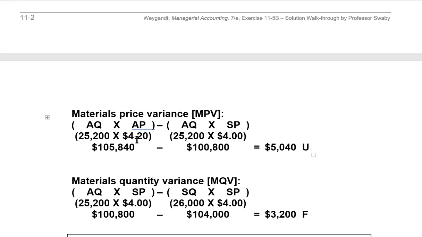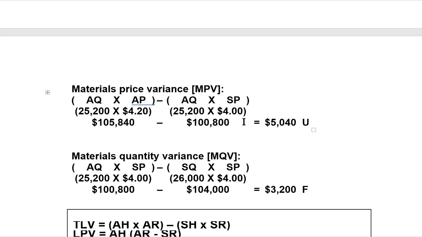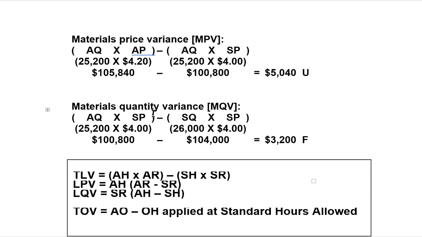And then we do the sub-variances, price and quantity. Notice that we end up with an unfavorable price variance of $5,040. So we paid quite a bit more than we were supposed to, $4.20 versus $4. And on the material side, we actually did quite well. We had 25,200 pounds that were used when we should have used 26,000. So we ended up with a favorable quantity variance of 3,200.